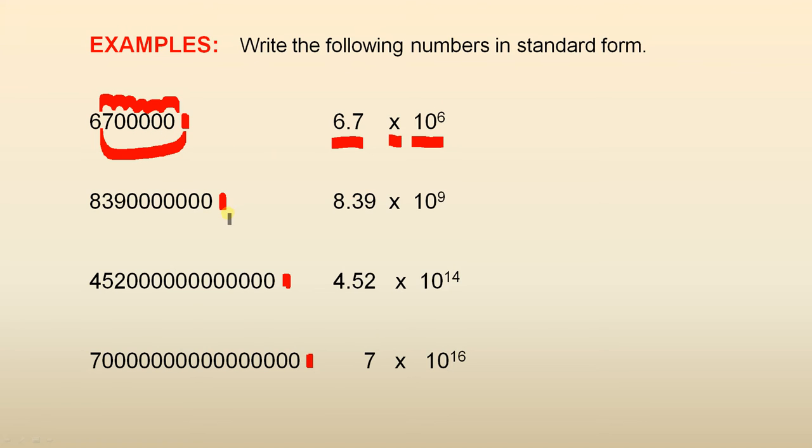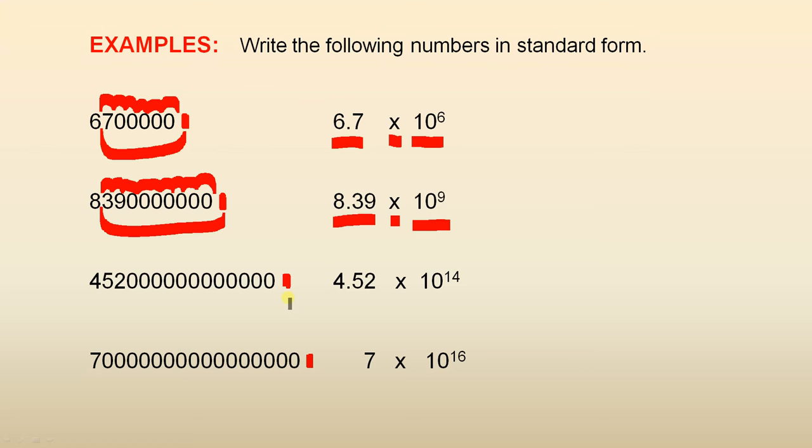Second example. Where do I have to move this decimal point to have a number greater than or equal to 1 and less than 10? Between the 8 and the 3. There's our multiplication sign. How far does the decimal point have to move back? 1, 2, 3, 4, 5, 6, 7, 8, 9 places. So it's 10 to the power of 9.